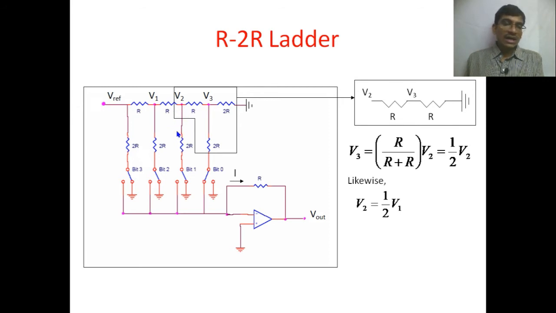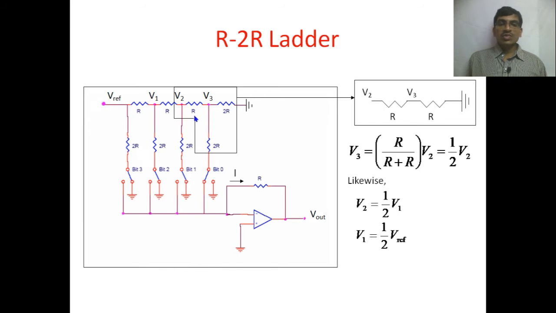This equivalent resistance at this place is again equivalent to R, and this R is in series with this R, therefore 2R, and this 2R is in parallel with this another 2R, and this process continues like that. At any node the voltage is equivalent to half of the voltage at the previous node. So V2 is equal to 1 by 2 V1. Similarly V1 is equal to 1 by 2 of V reference.